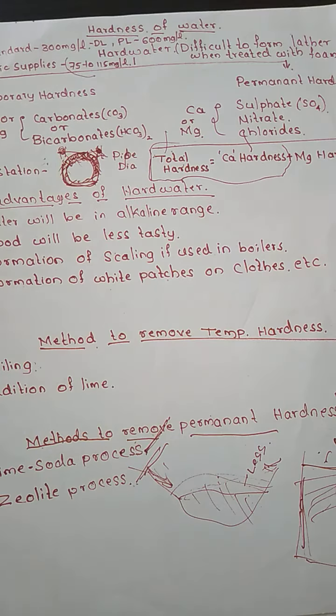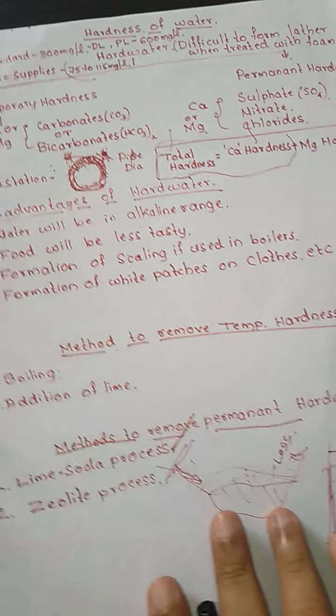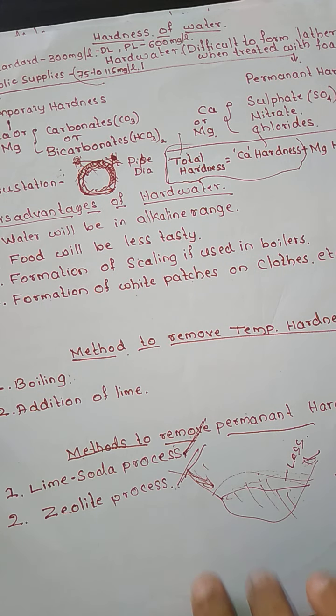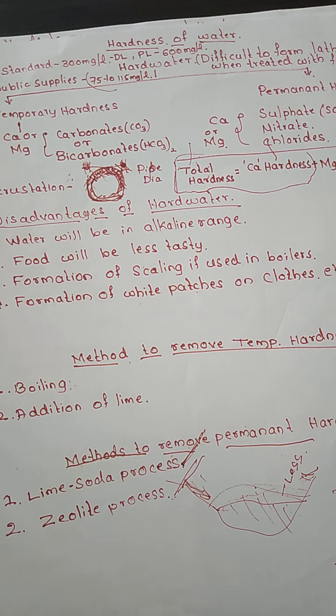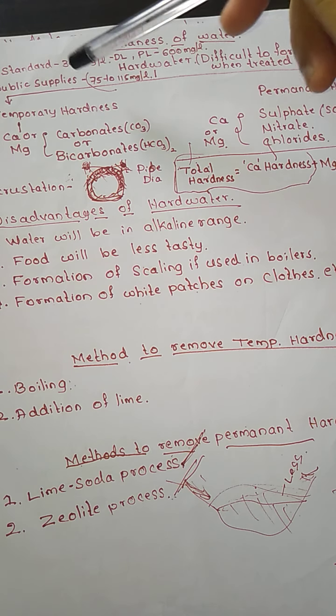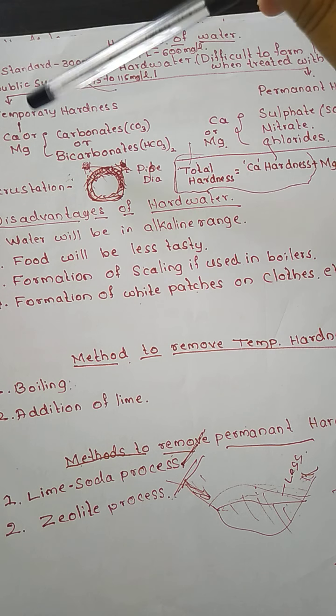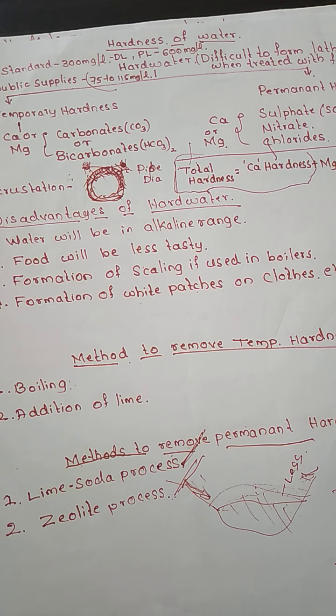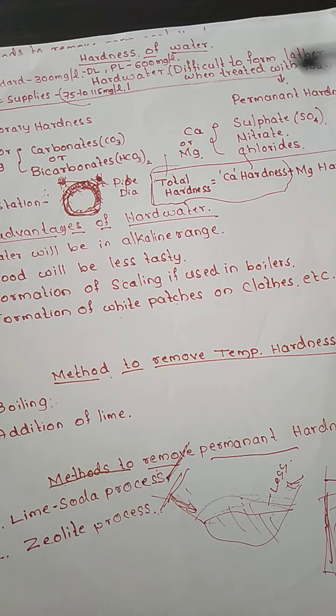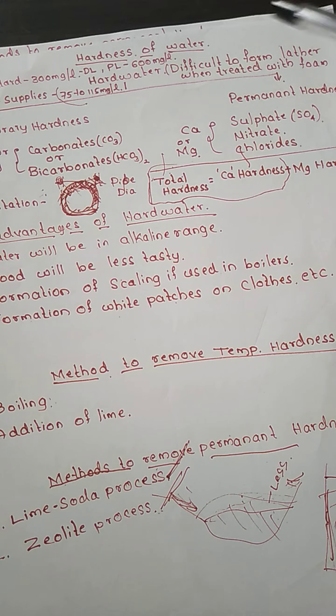Next we will be coming to the hardness of water, which comes under miscellaneous treatment. The hardness is going to be divided into temporary hardness and permanent hardness. Temporary hardness is when calcium and magnesium are associated with carbonates and bicarbonates. Permanent hardness is when calcium or magnesium is associated with sulfate, nitrate and chlorides.